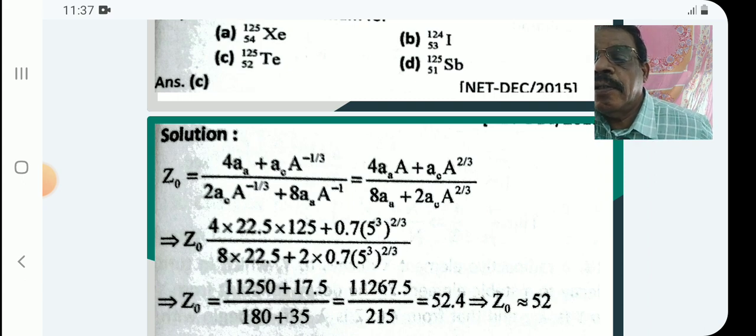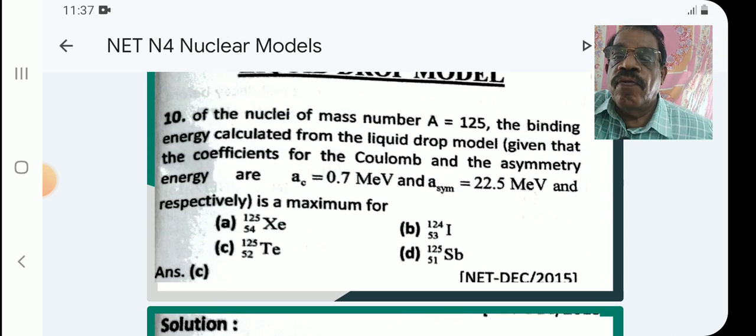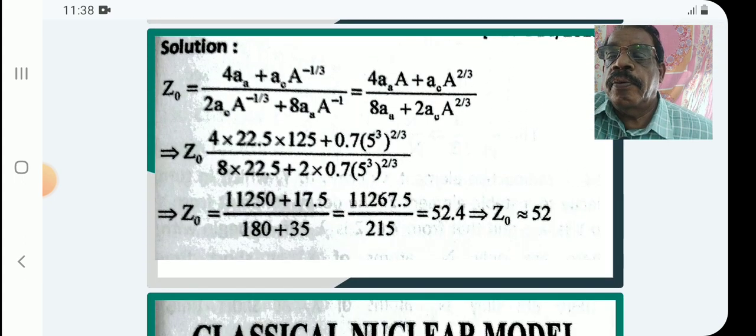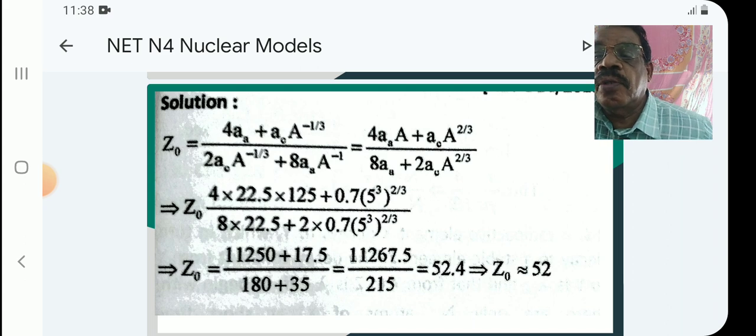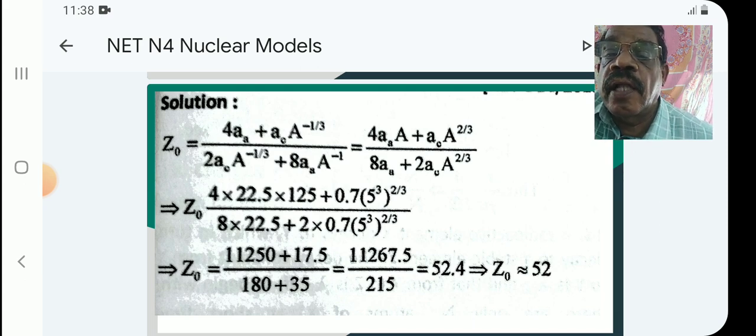And here the atomic number in this case can be calculated for the binding energy using the equation given below. For the maximum value of binding energy, the equation is Z0 equal to 4 A_asymmetry plus A_C A to the power 1 by 3 in the numerator, over the asymmetry and Coulomb terms. The equations are given.